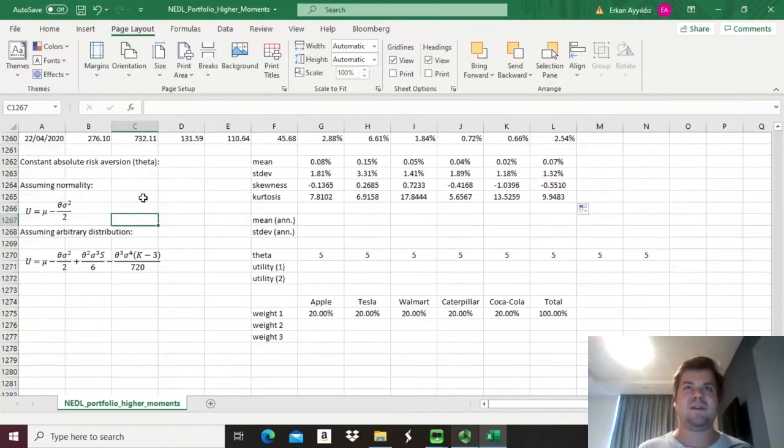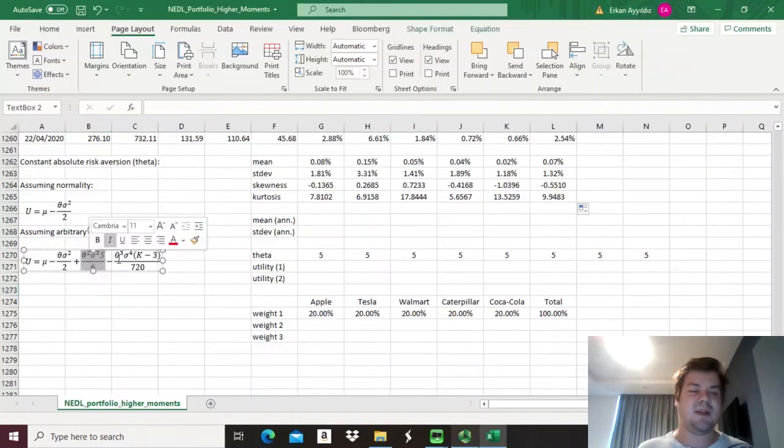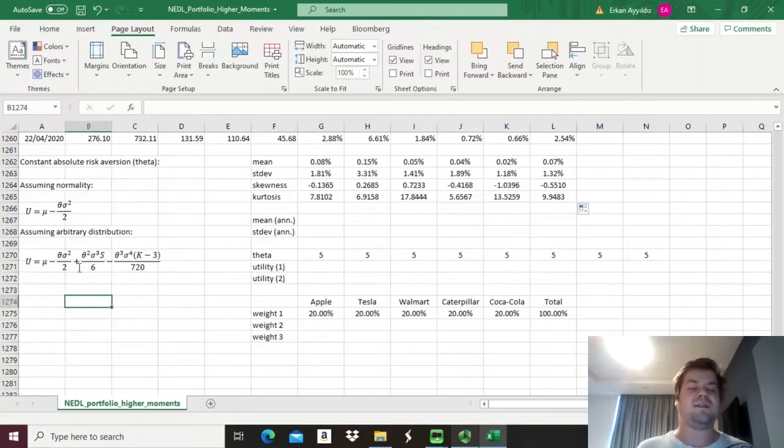But if we assume that skewness and kurtosis also play a role in return distribution and investor preferences, then our utility function actually changes to a more sophisticated form. Here we have the second and third term that reflect the investor's preferences regarding skewness and kurtosis.